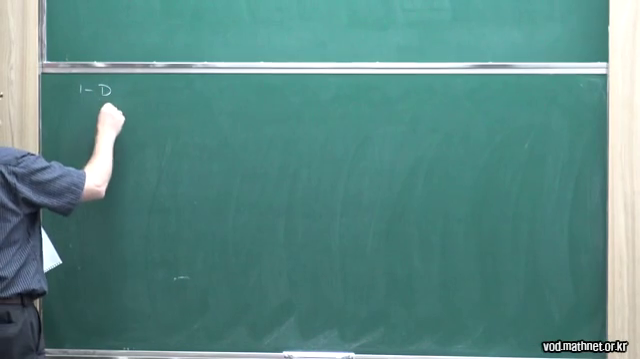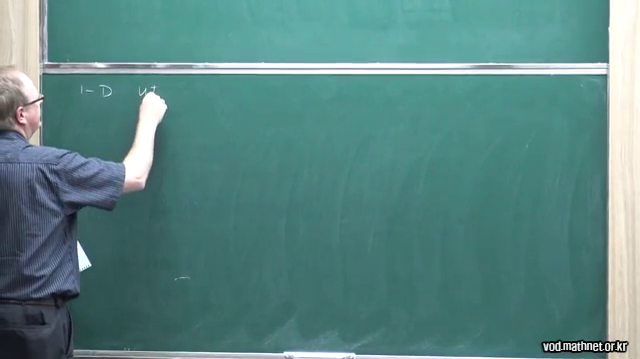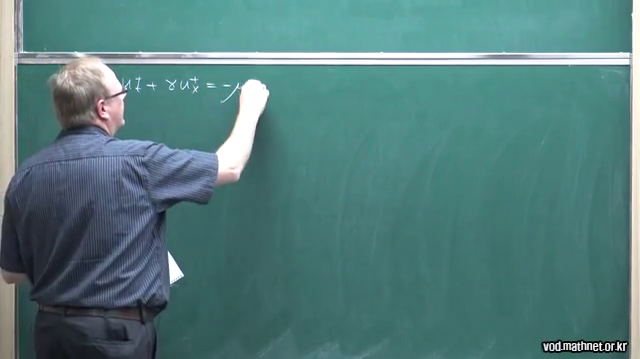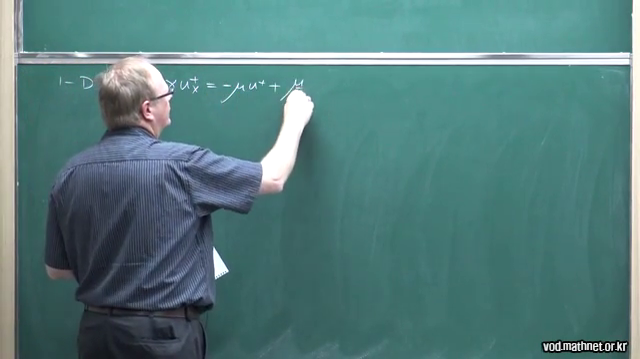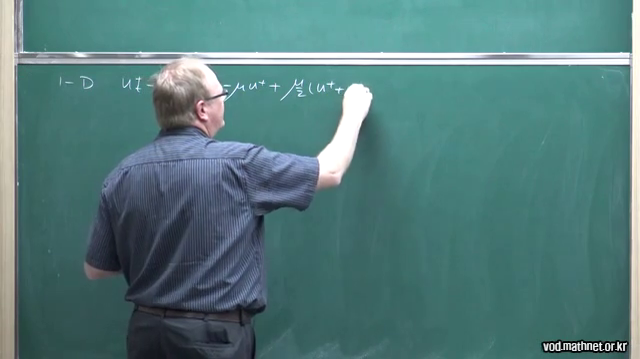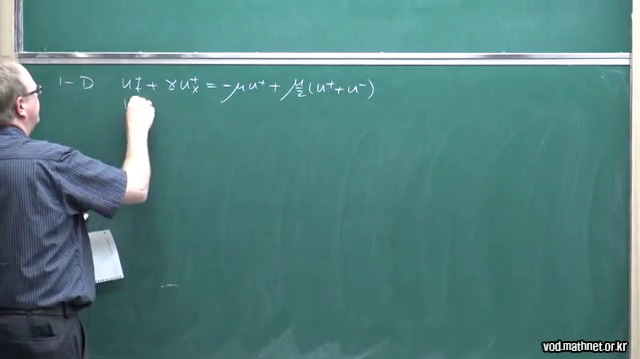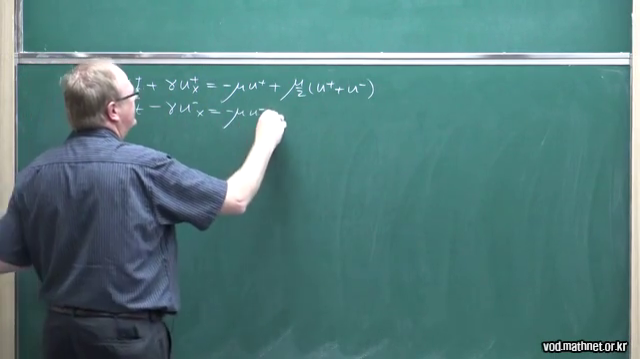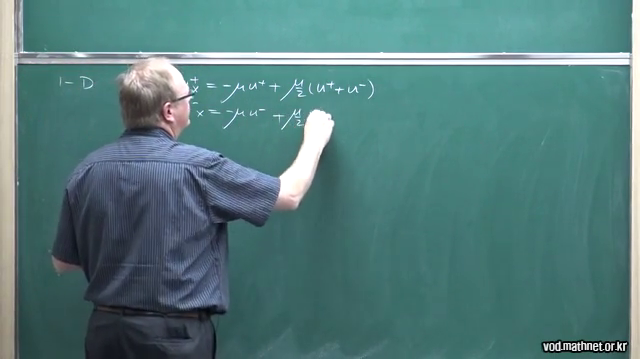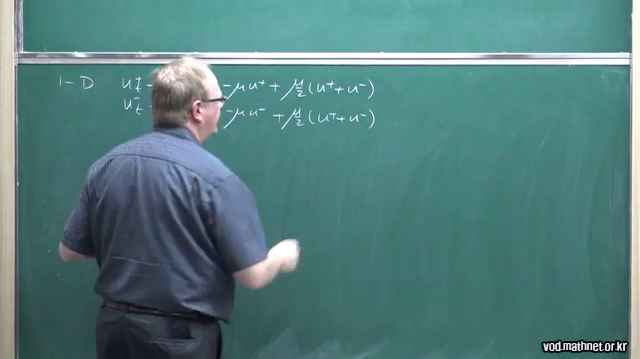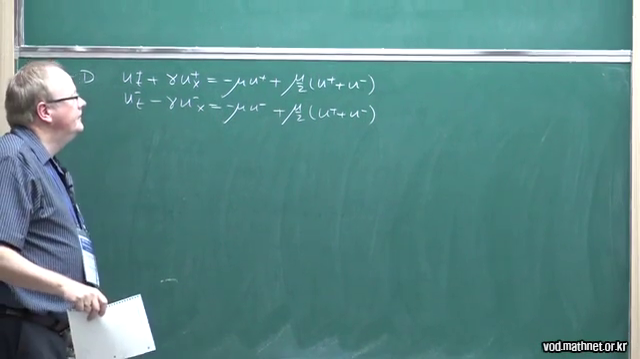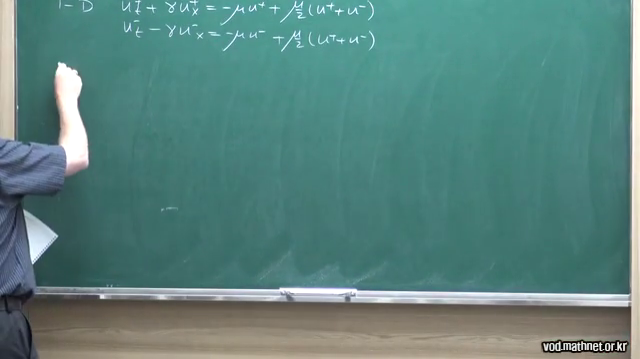So the 1D model was this. u plus t plus gamma u plus x equals minus mu u plus plus mu over 2 u plus u minus, and u minus t minus gamma u minus x is minus mu u minus plus mu half u plus u minus. Right, and then I use kind of the second notation for the system because I said this is kind of the analog. So in n dimensions we have the following.